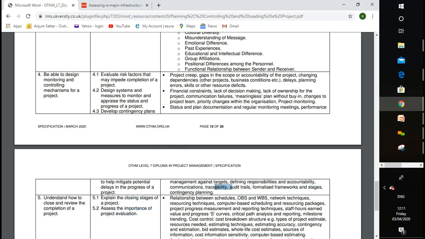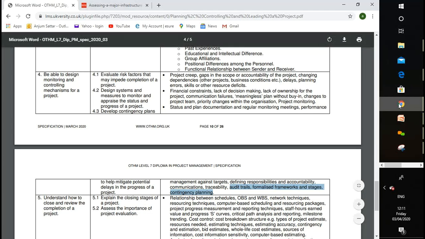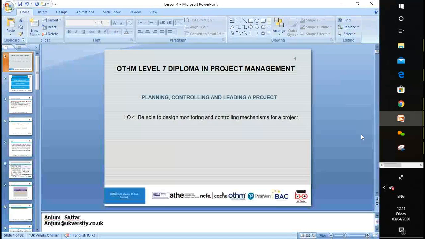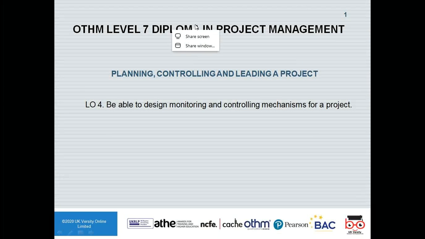Audit means checking the accuracy, where we are supposed to be, and we can look and make corrective actions if we are not on track with whatever we planned in the project. We should implement it and monitor more. Okay, we'll start.